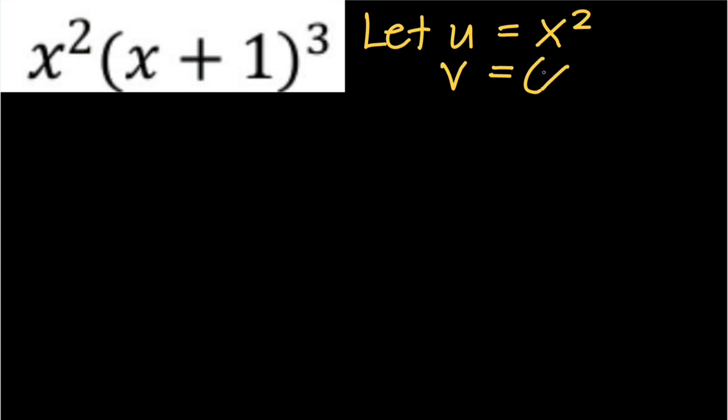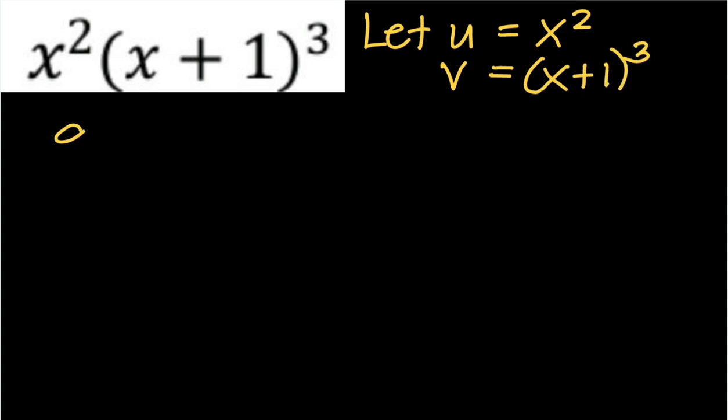Now let's solve some problems here. Let's say we're given this function x squared times x plus 1 cubed. How do we apply the product rule here? So the first thing we do is we identify two functions and then we find their derivatives. Alright, so we let u be equal to x squared and v is just equal to x plus 1 cubed.